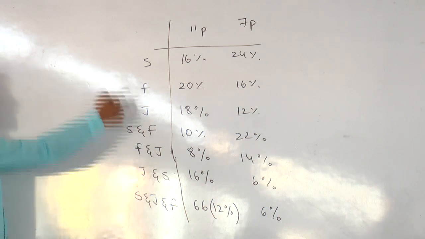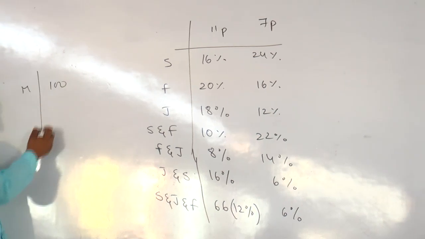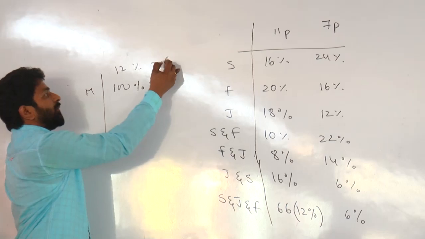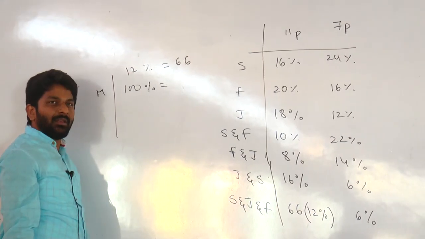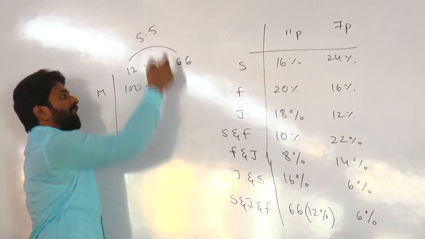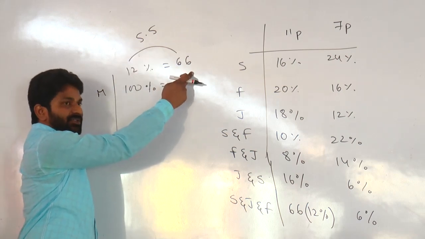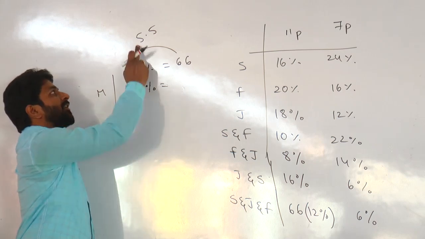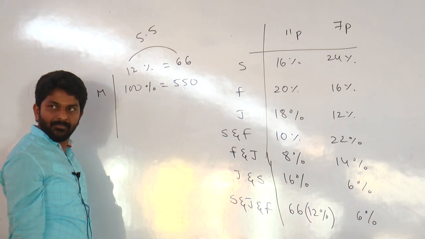So if you want to calculate total male, you need to calculate 100%. Total male are 100%, where 12% is equal to 66. 12 into 5.5 times: 12 fives are 60, and 12 into half is 6. Total 66. 100 into 5 and a half is 550. So total male are 550.